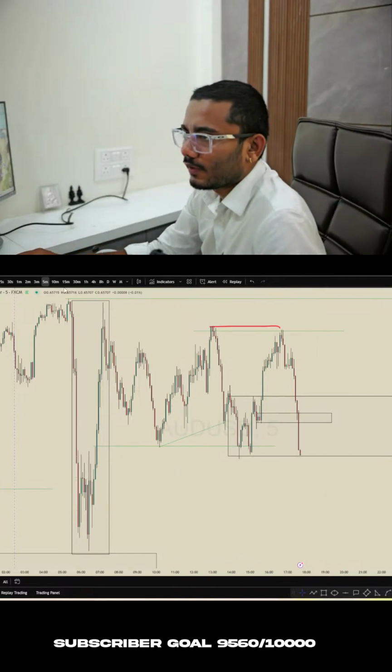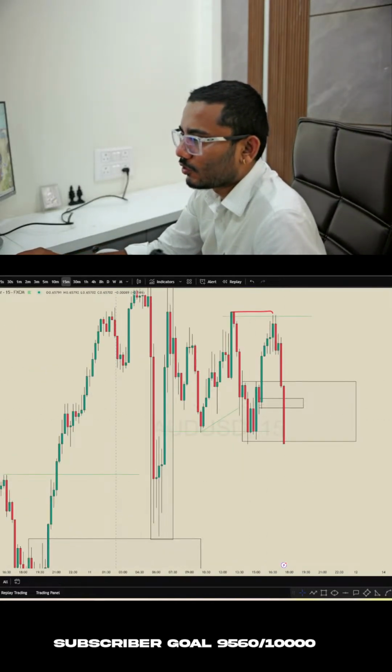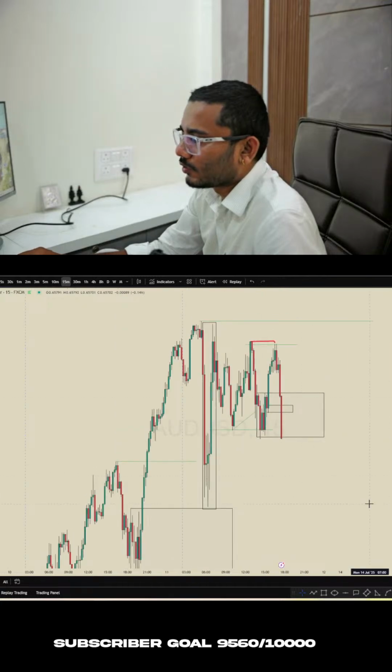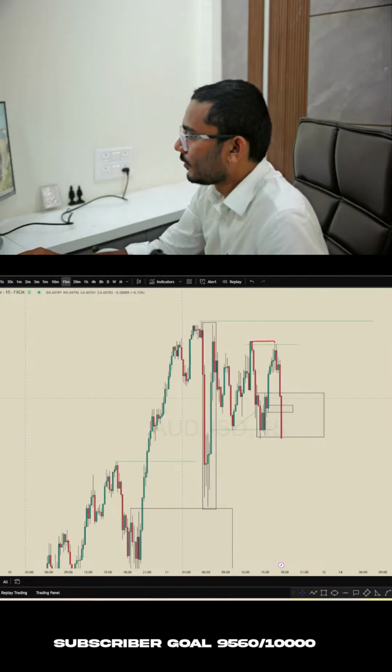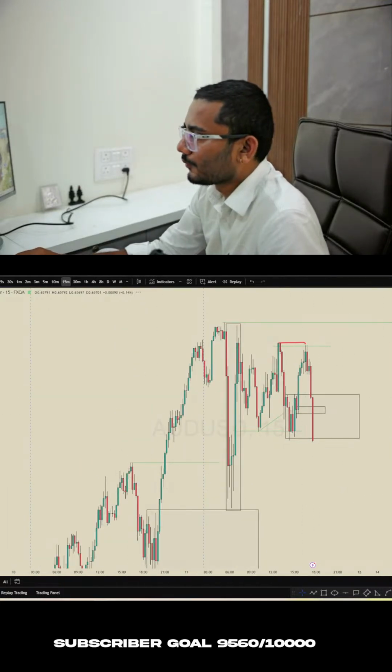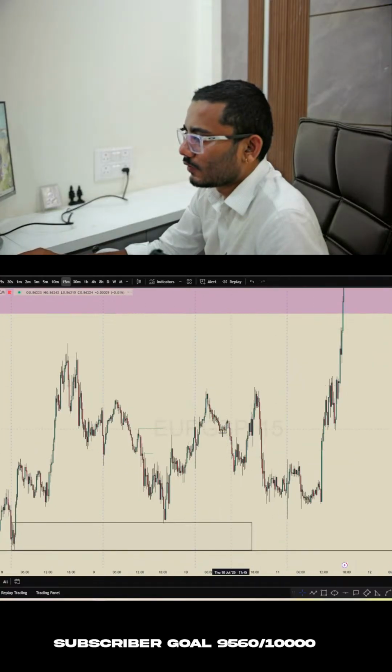So as we can see, price failed to react from this order block and it continued to the downside. So this setup, there is no setup over here. Let's see some other one.